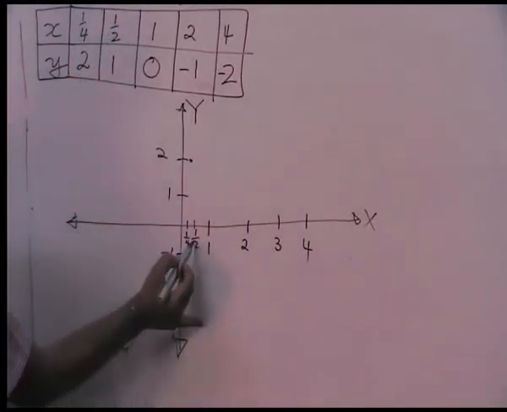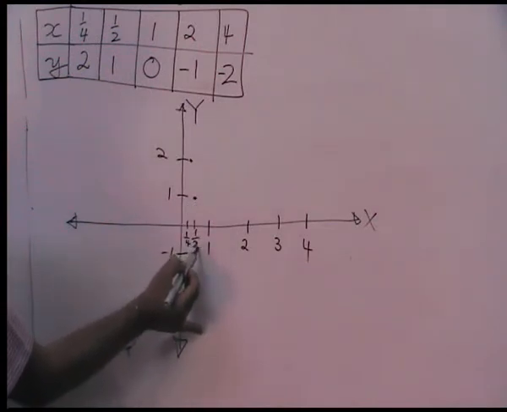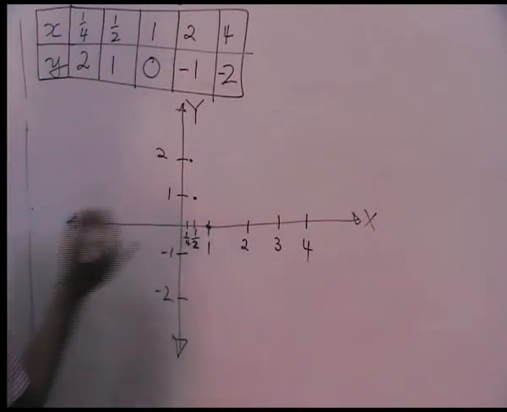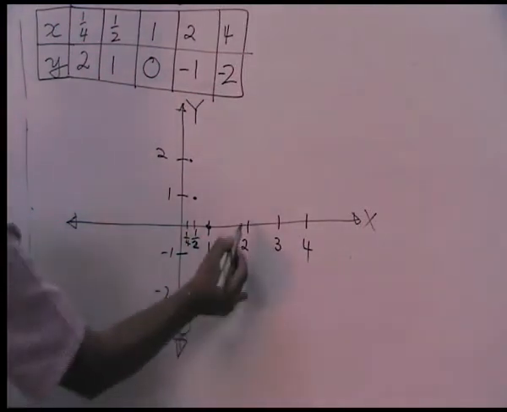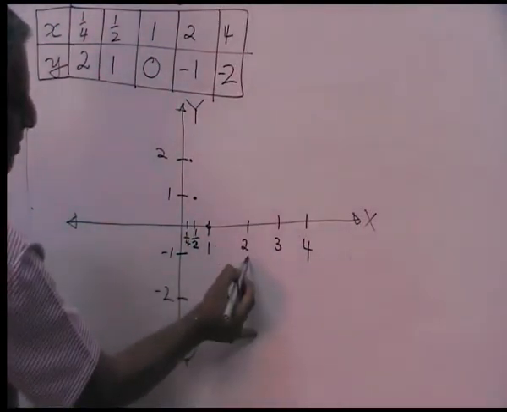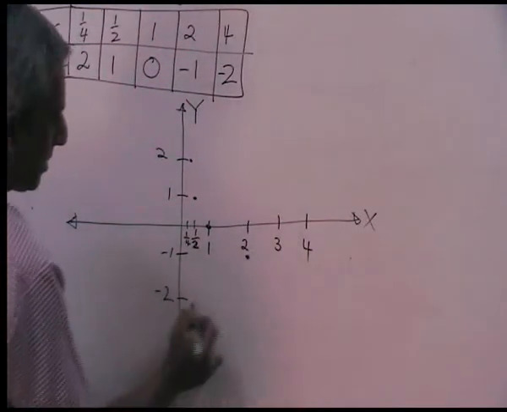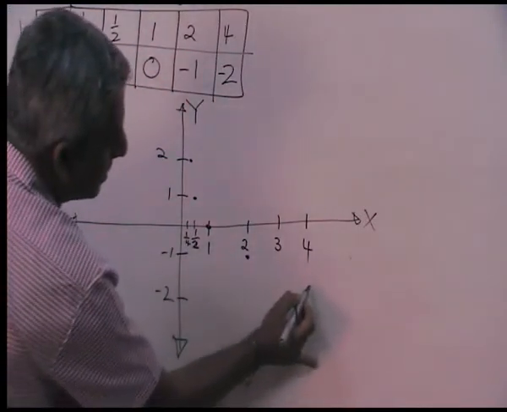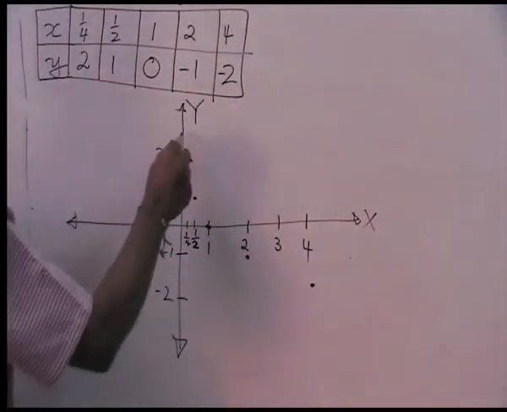When it's half, the y value is 1. When it's 1, the y value is 0. When it's 2, the y value is minus 1. When it's 4, the y value is minus 2. So this time, you'll find the graph goes this way.